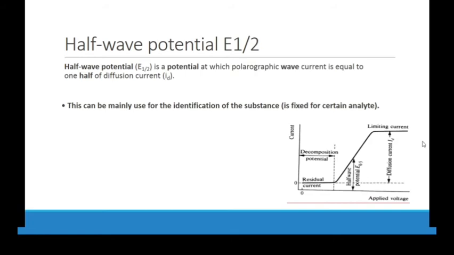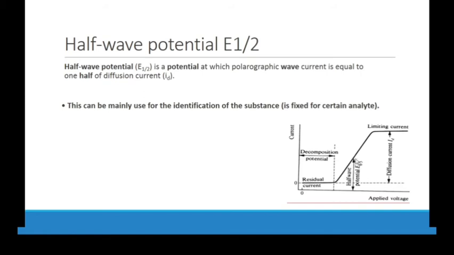From the graph, start from here to here, the diffusion current. The half of the diffusion current, this point, is known as the half-wave potential. So from this point to this point, the half of the diffusion current is the half-wave potential, and every analyte has a specific or fixed half-wave potential.